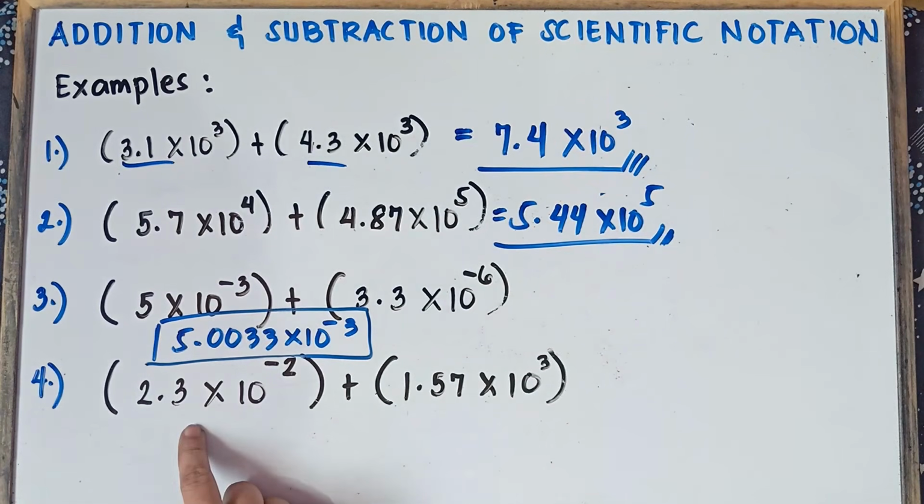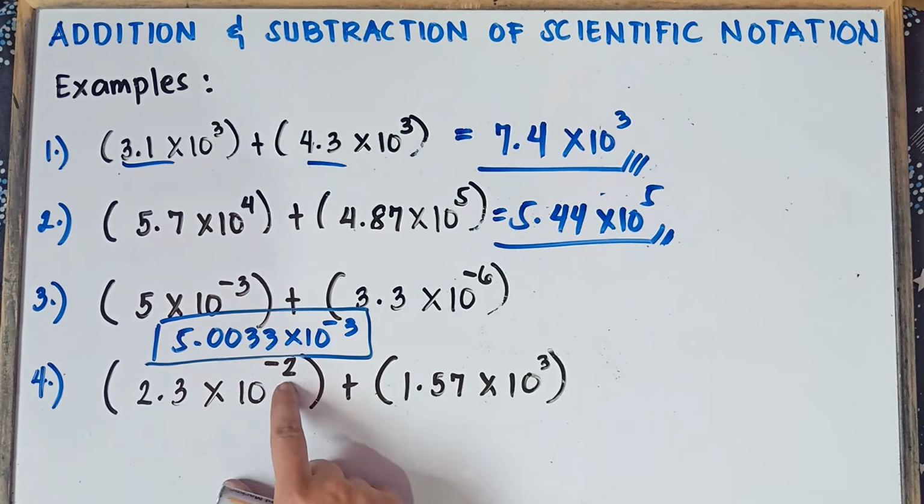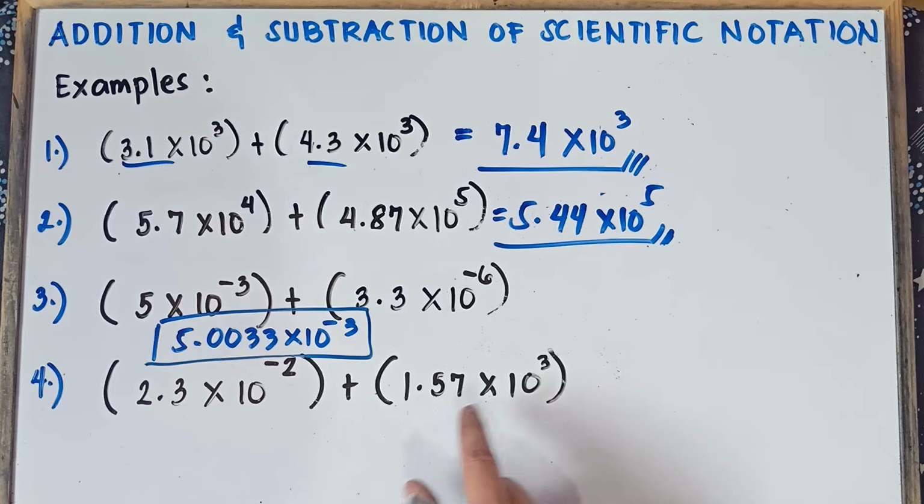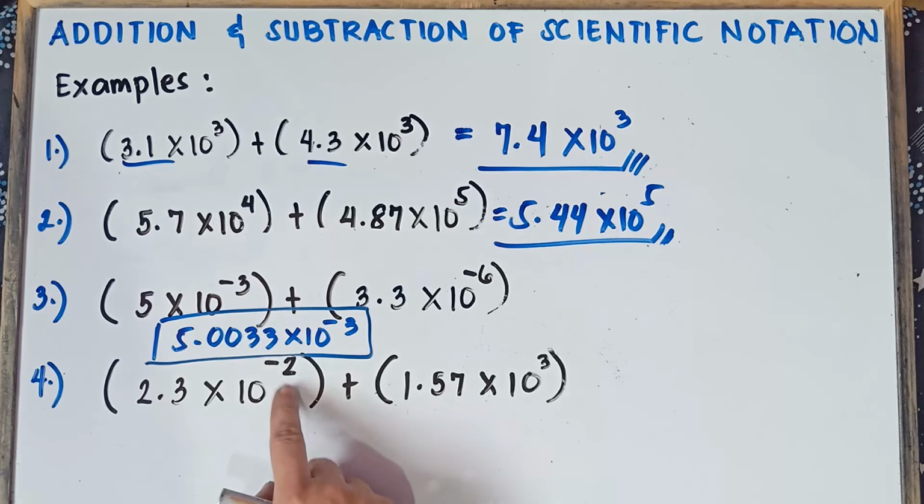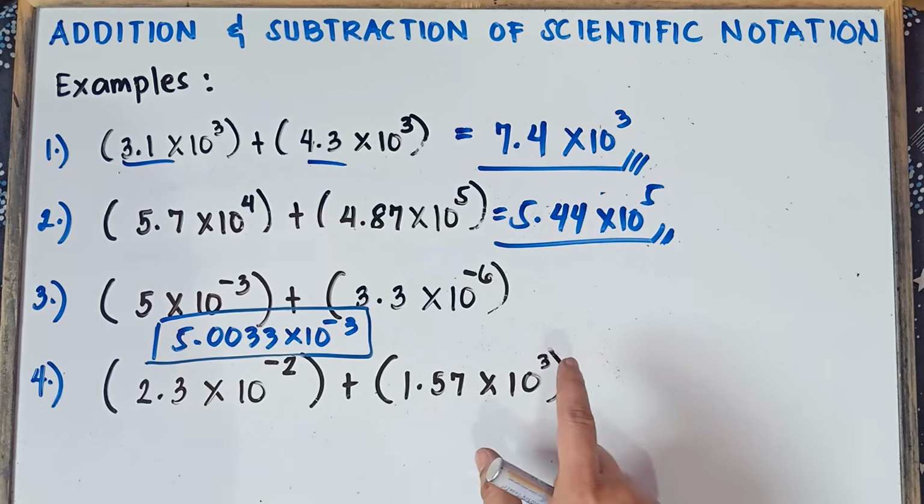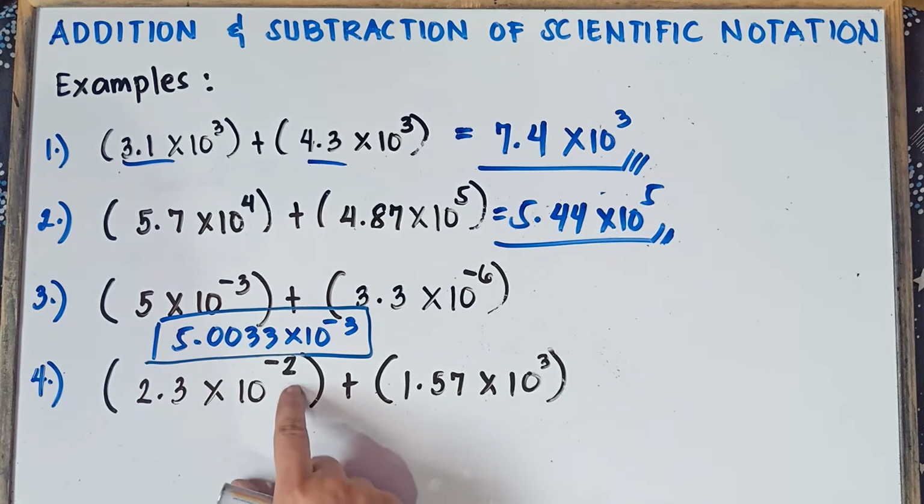We have 2.3 times 10 raised to the power of negative 2 plus 1.57 times 10 raised to the power of 3. Now, which is smaller, class, negative 2 or positive 3? Of course, that would be negative 2. So therefore, we need to convert this negative 2 into positive 3. And to do that, we need to add by 5, right?